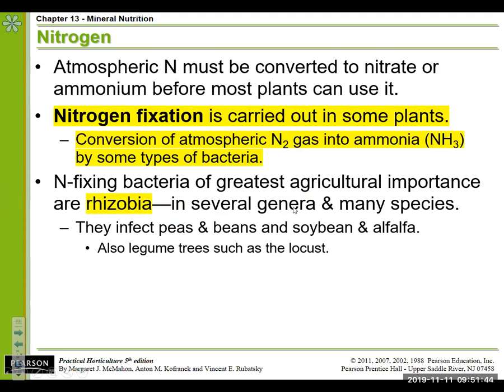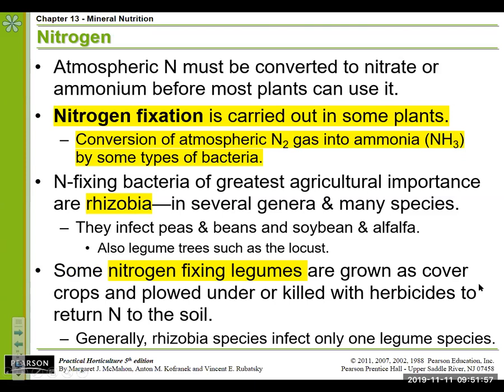In some of our crops, such as peas and beans, our cover crops, like vetch, for instance, also in soybeans and alfalfa, and some trees, such as locusts. As I mentioned, we are actually growing some of these legumes as cover crops and then plowing them under or killing them with herbicides to return nitrogen to the soil as they're fixing that nitrogen, pulling it out of the air.